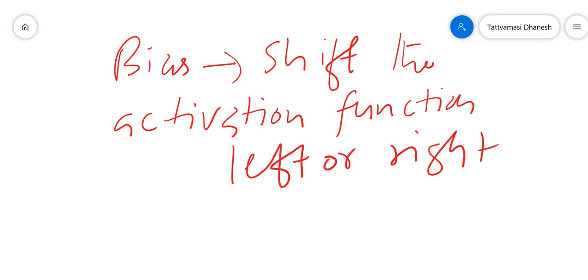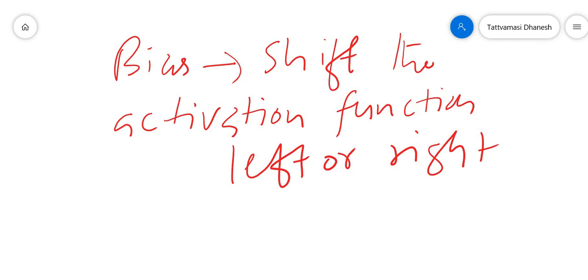So what is the advantage when you are shifting towards left or right? What will happen? We will get a better model. It helps the model fit the data better. The bias value allows us to shift the activation function to the left or right, and it helps in getting a better fit for the data. So this is how we change the bias.